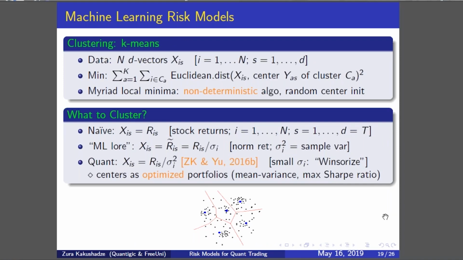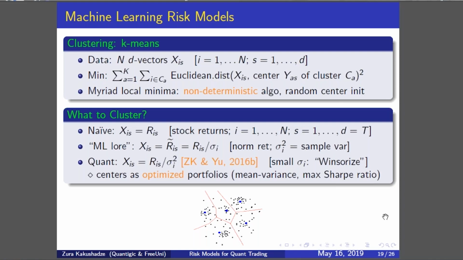So in k-means, you have some number n of d-dimensional vectors, and you minimize the within cluster Euclidean distance squared sum of those, and you have a large number of local minima.